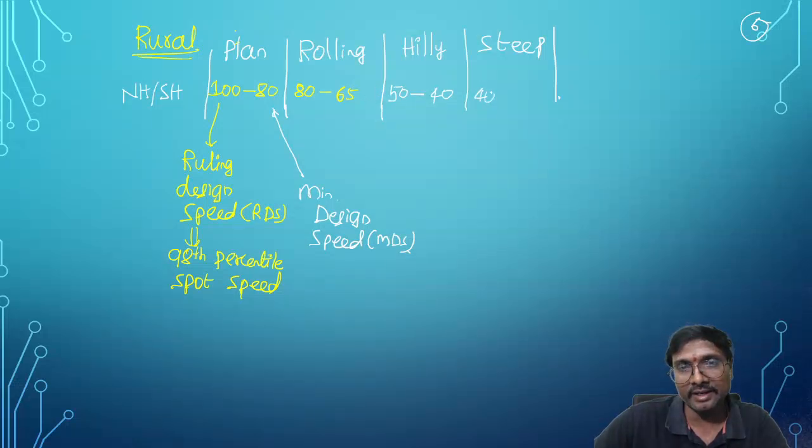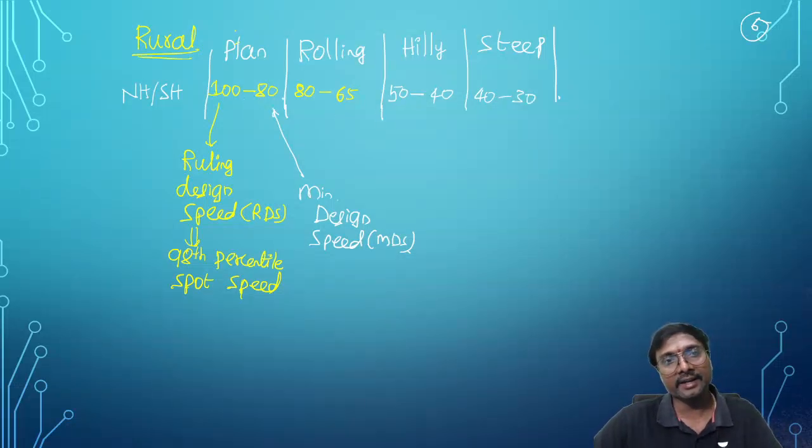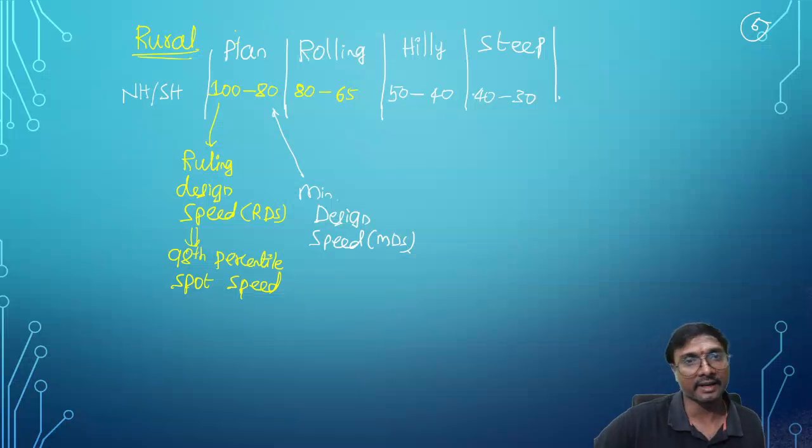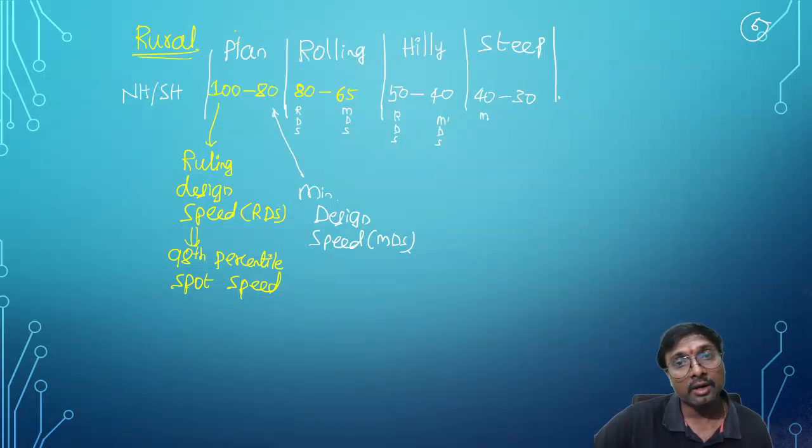Next, that is your 40, 30. Here that break has happened. 180, 80, 65. Next, it is starting from 50, 50, 40, 40, 30, like that. So among them, the first speed will be the ruling design speed, and the second speed will be which one? The minimum design speed, right? In all categories, this is your ruling design speed, and this is your minimum design speed.